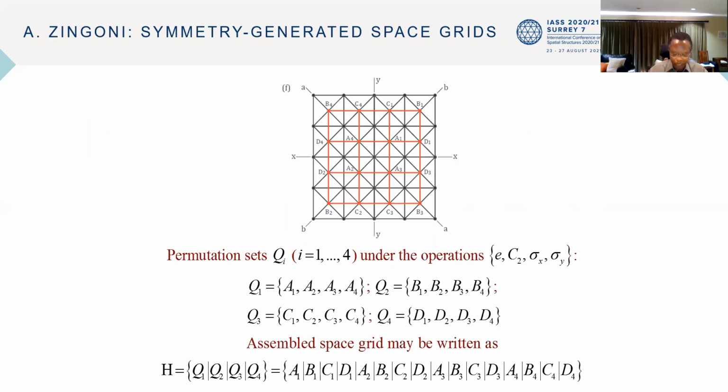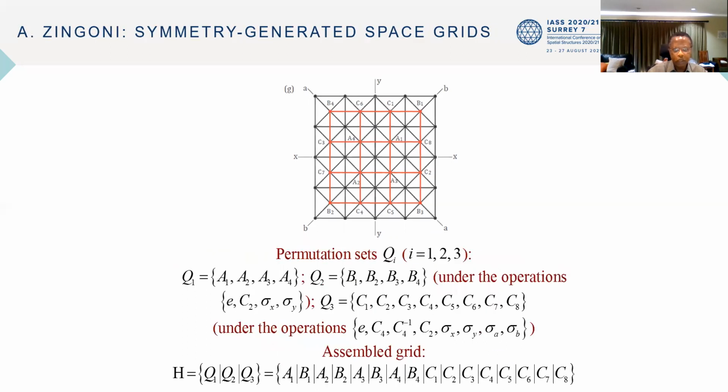The same grid could have been generated more efficiently using 3 representative basic units instead of 4, by permuting the representative basic units A1 and B1 through the 4 symmetry operations of group C2V, and the representative basic unit C1 through the 8 symmetry operations of group C4V. The results of these permutations are as follows. The permutation sets are Q1, Q2, and Q3, where Q1 and Q2 are generated using the 4 elements of symmetry group C2V, while Q3 is generated using the 8 elements of symmetry group C4V as shown in the figure. Combining the 3 permutation sets, we obtain the full space grid H.